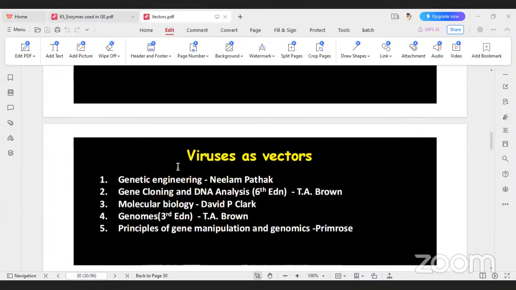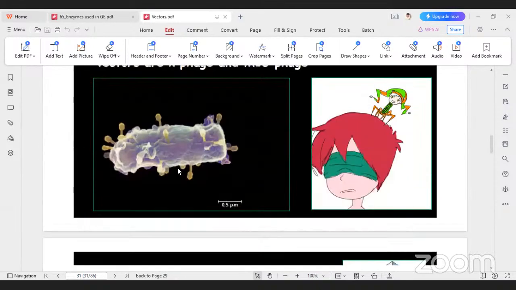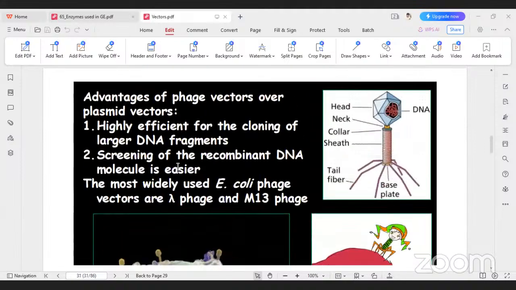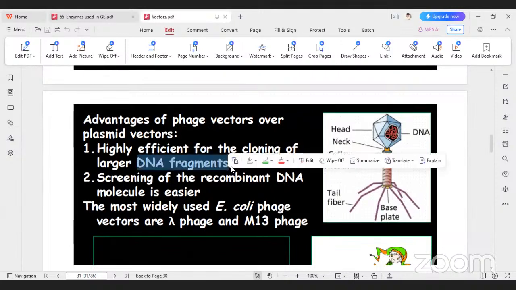Virus vector, phage vector. First, phage vector. The advantage of phage vector over plasmid vector is that it is highly effective for cloning larger DNA fragments. Plasmid vector is only for small DNA, but this bacteriophage vector is utilized for the larger ones also.